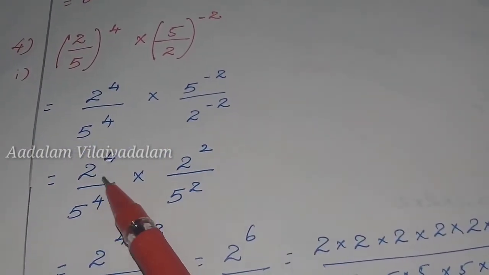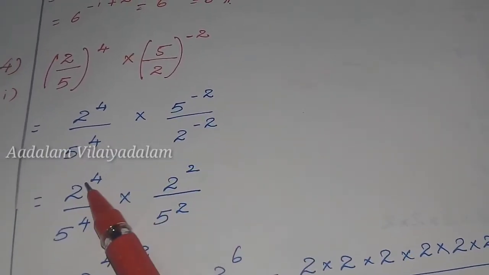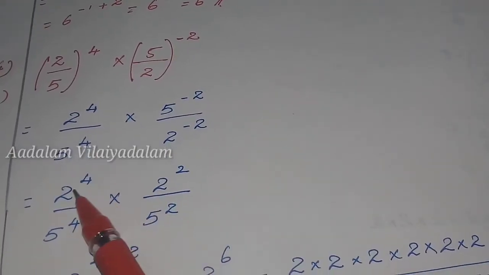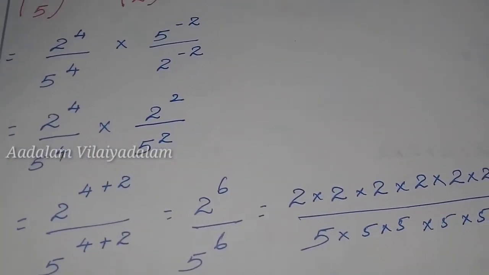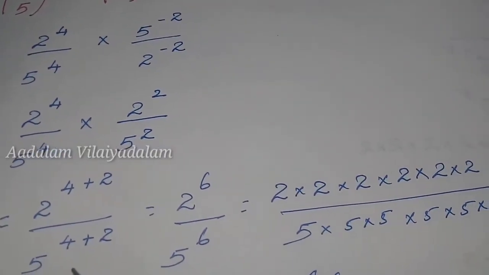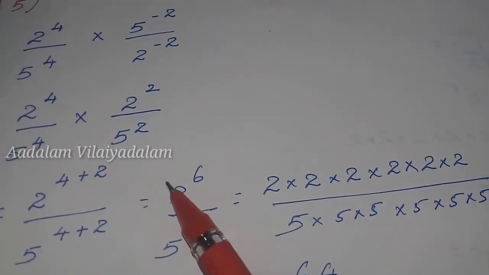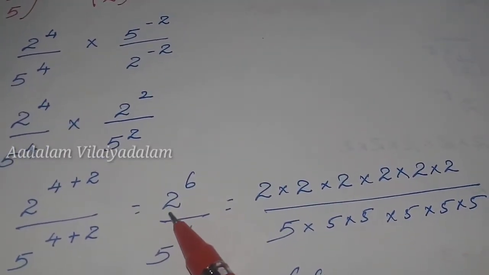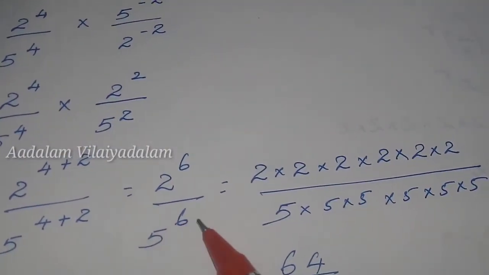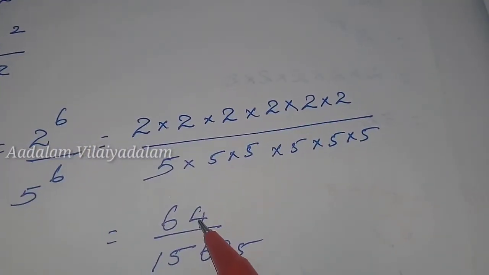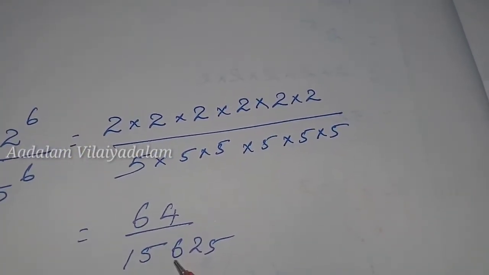So 2 power 4 into 2 power 2. Here also the base is same, power is different, so we should add the powers. 2 power 4 plus 2 divided by 5 power 4 plus 2. That is 2 power 6 divided by 5 power 6. 2 power 6 means we should write 2 six times, and here also we should write 5 six times. So the answer is 64 divided by 15,625.